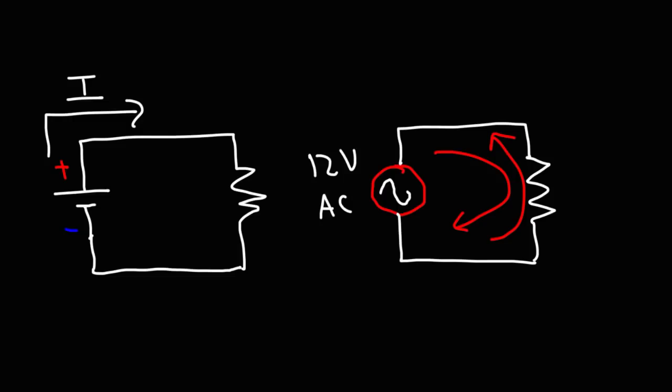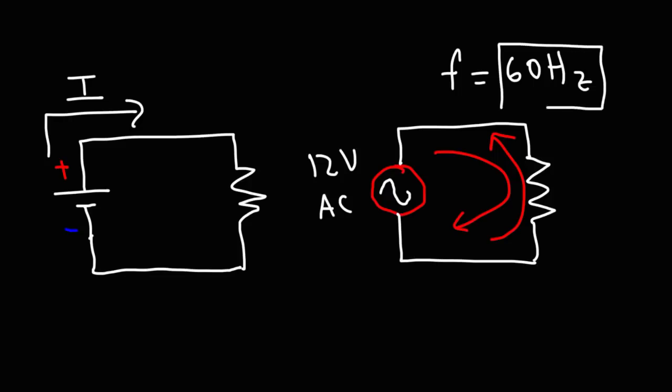Now, the number of times that the current changes in 1 second is known as the frequency. In the US, the frequency of a typical 120-volt AC outlet is 60 Hertz. So this means that the current flows in one direction and then reverses direction. That's one cycle. So it performs 60 cycles in 1 second. It travels in one direction, reverses, and it does that 60 times in a single second. So that's what the frequency of the AC power source tells you: how many times the current changes direction every second.